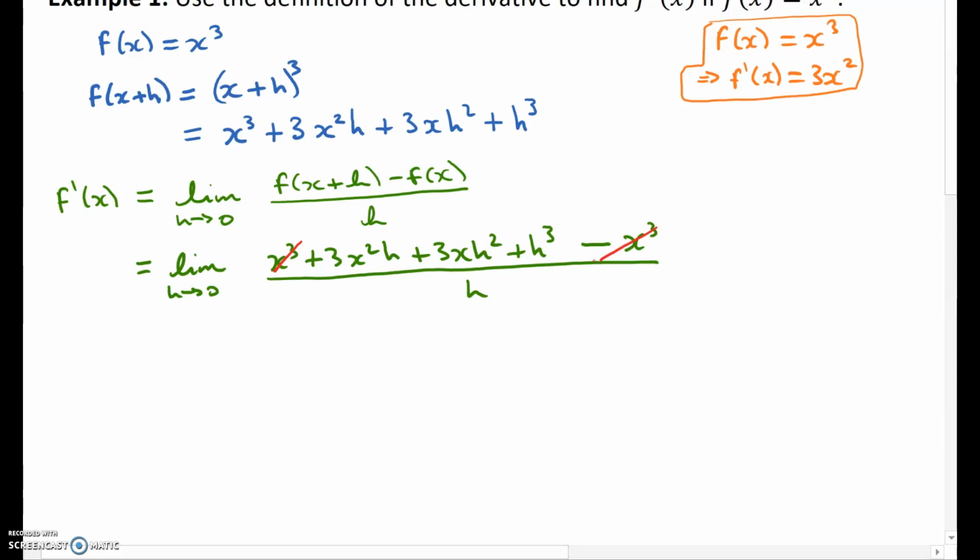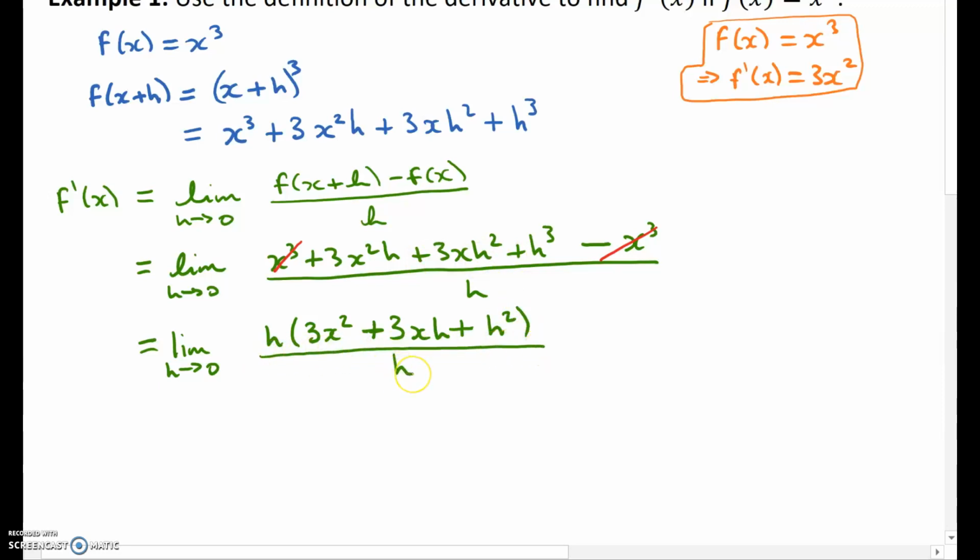And on the top line, we have an h in every term that's left. So let's factor h out of the top line. And that gives you the limit as h approaches 0. Okay, let's factor h out. That'll give you 3x squared plus 3xh plus h squared. What we've done here, we've factored the h out of each term on the top. On the bottom, we still have an h.